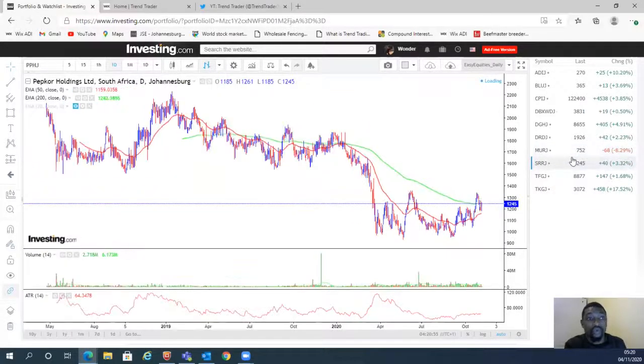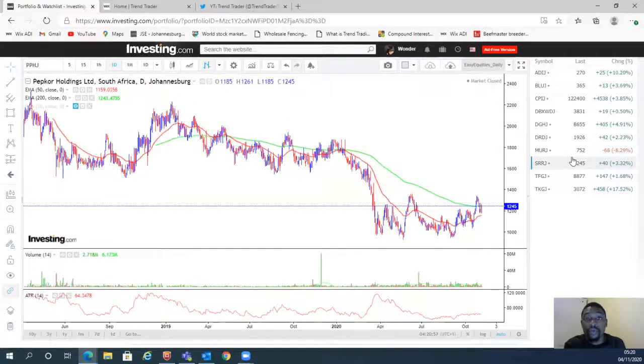Then let's go to Pepco. We mentioned Pepco last week that it was about to trade above the 200-day moving average, of which it did, but it lasted a short moment, then it went below the 200-day moving average. But luckily it stayed above the 50-day moving average. So that's another sign of strength that there are still some buyers of this stock. So now the stock is back near the 200-day moving average, currently trading at 12.54 rand.